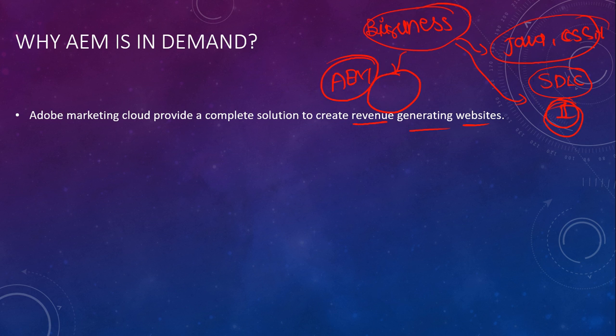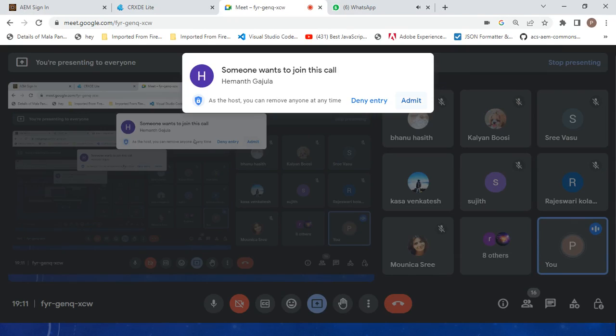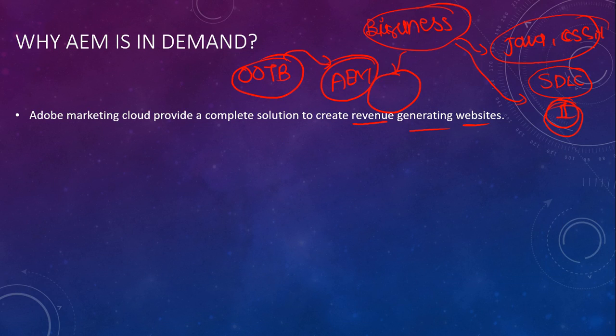That is called out of the box. That means inside AEM, whatever we need for developing one website is already created. That is called OOTB, out of the box. All of these things are already defined, and we simply need to use them. That's why we are using AEM.